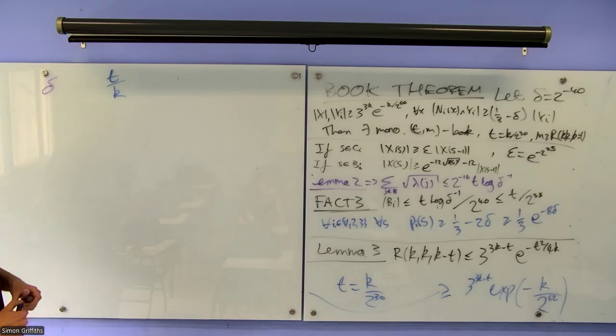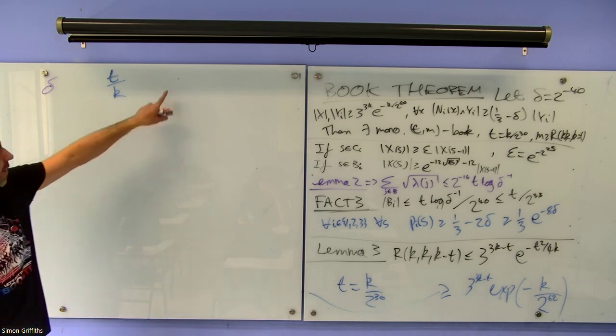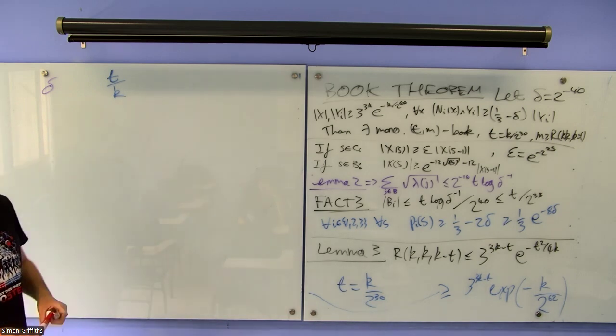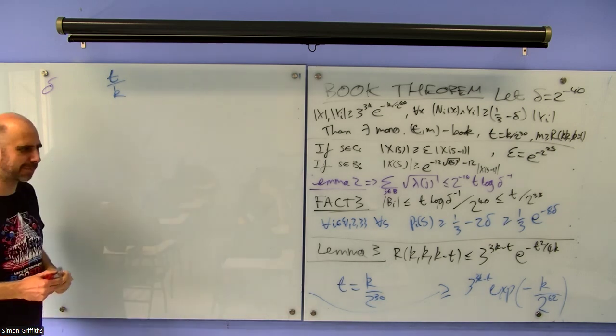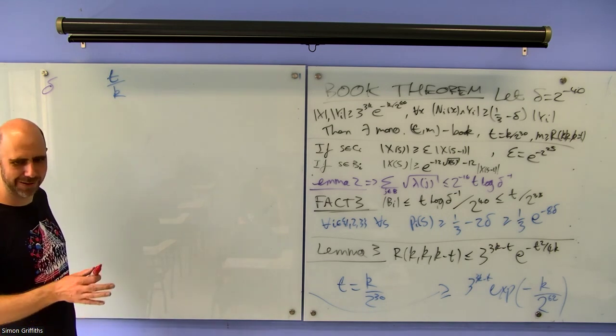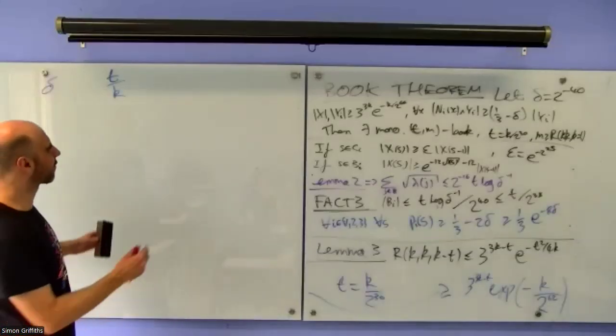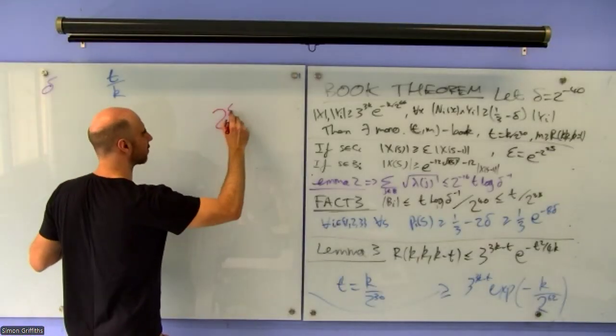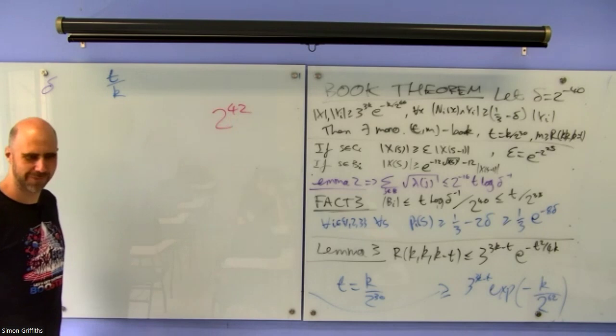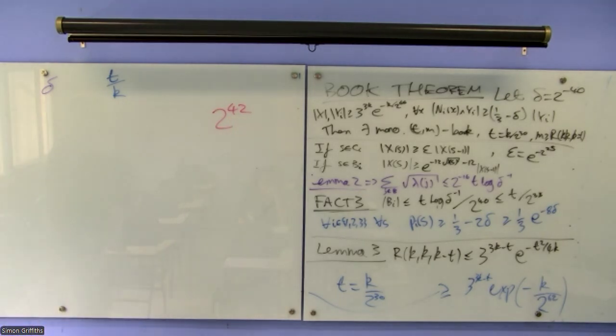The third one is a very important parameter, which I was a bit rude. I didn't even give it a name. Okay. For us, it was 2 to the 42. What was 2 to the 42?